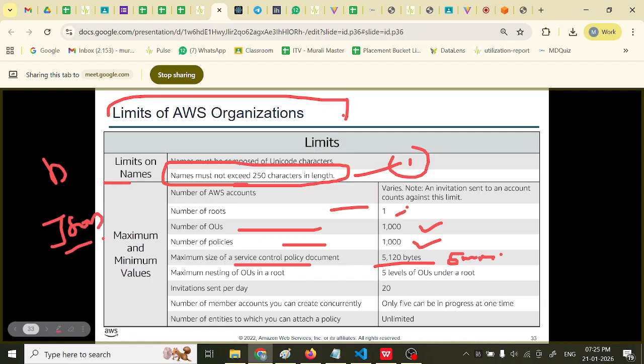As I told you yesterday, what is meant by a JSON format? That's the lightweight format, correct? So that format it should have, and all the organizational units can go up to 5 levels. I showed you 5 levels now, it can go up to that, and invitations per day. That is how many accounts you can create per day. That is 20 accounts in a day you can create.